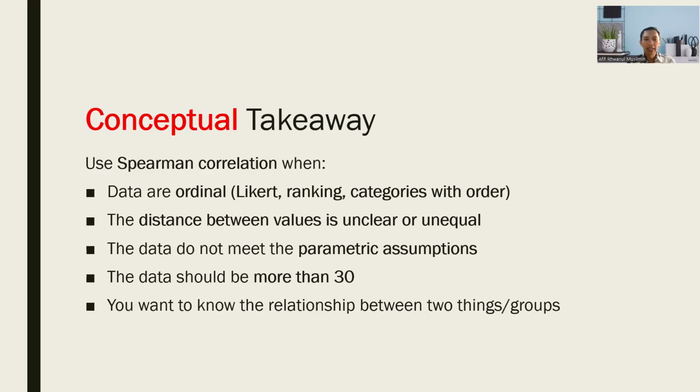Then the third one, the data do not meet the parametric assumptions. As I mentioned, you have to conduct normality tests, and if the result is not normally distributed, you have to do a non-parametric analysis. The next one, the data should be more than 30. It's going to be better if you have not only 30, but also 50 or more. That's going to be better.